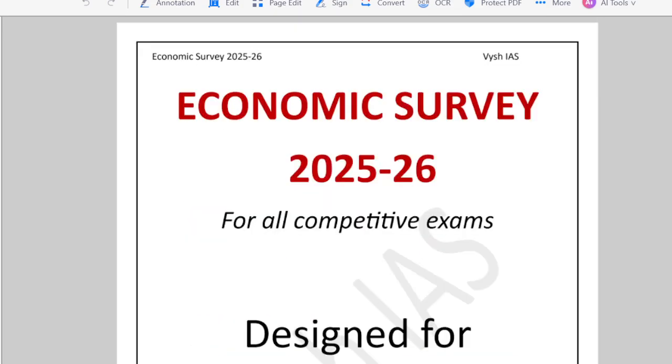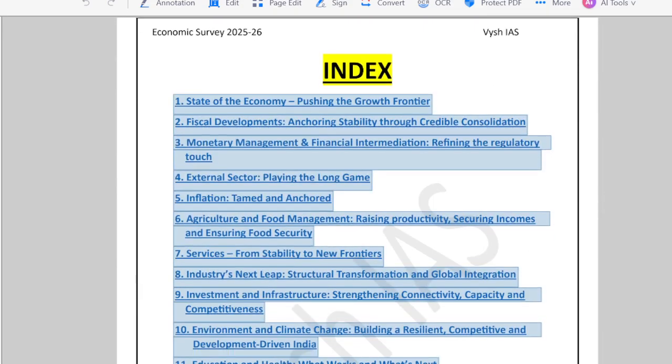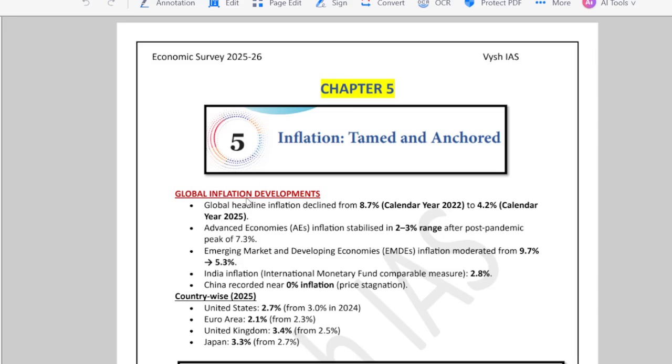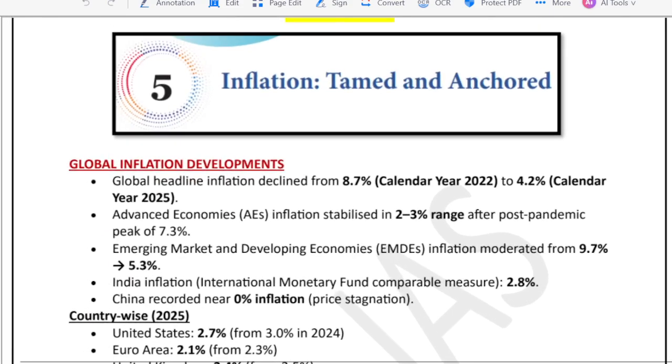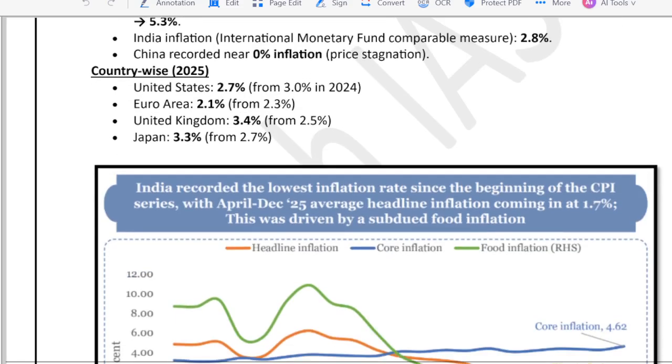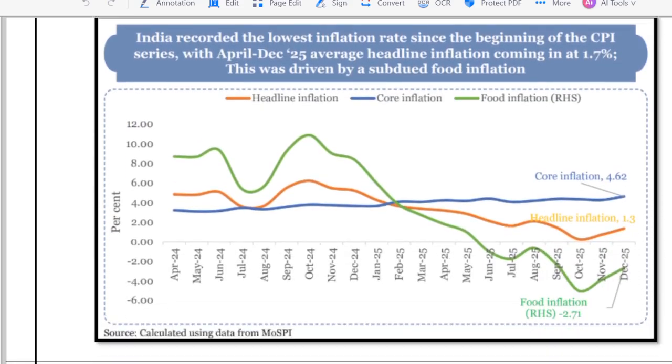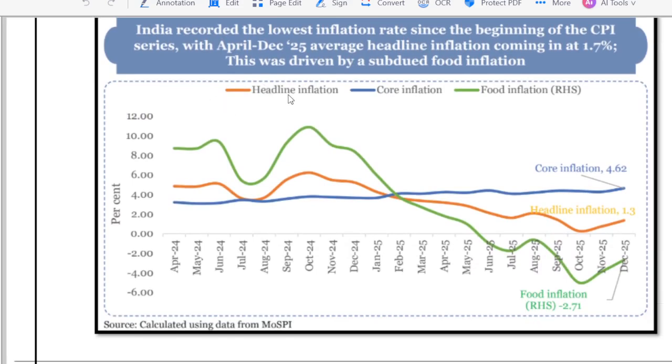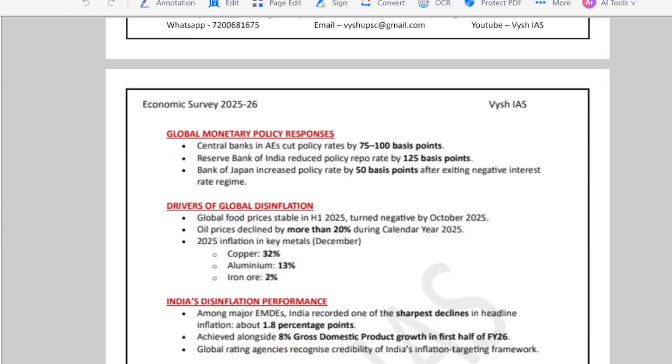For example, let me go to the index and click on inflation. Chapter number 5, inflation. When you go to page number 32, here you see more of the numbers. This time also yesterday's current affair is there. The CPI base year is changed from 2012 to 2024. So this headline inflation, food inflation, everything is very important for you, because in the upcoming years the inflation formula is changing. So UPSC may ask you, and I have given all the numbers.